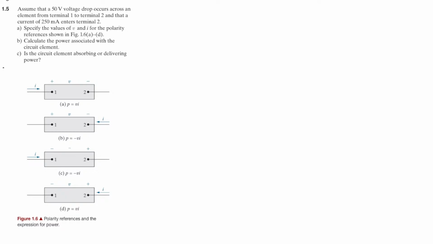Now let's see one by one. So first, let's draw the diagram for this. Here they're saying 50 volt voltage drop occurs across an element from terminal 1 to terminal 2. And the voltage drop happened from the highest potential to lowest potential. So if we draw the diagram, let's say this is terminal 1 and terminal 2. Terminal 1 is going to be the highest potential, so it's going to be plus, and terminal 2 is going to be minus, and this is going to be 50 volt drop across here.